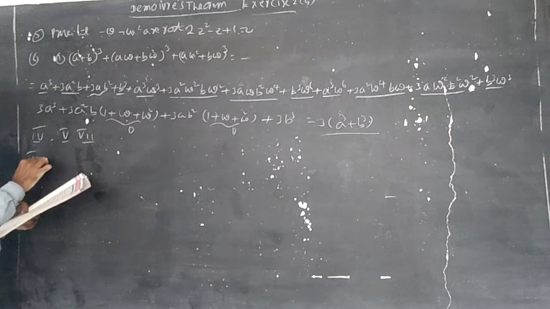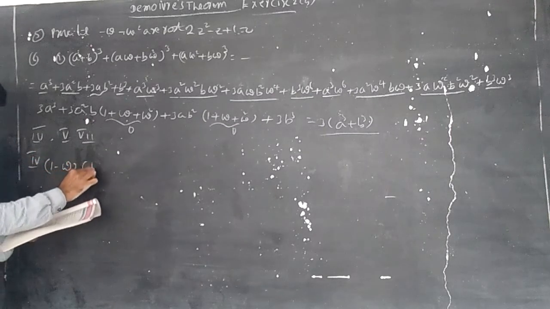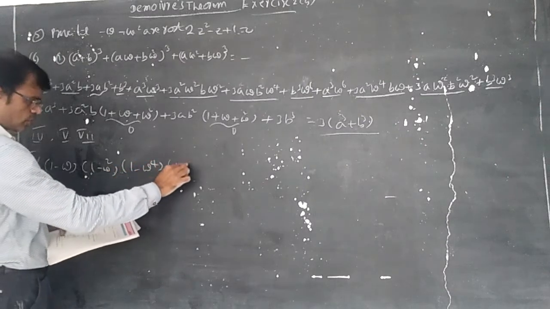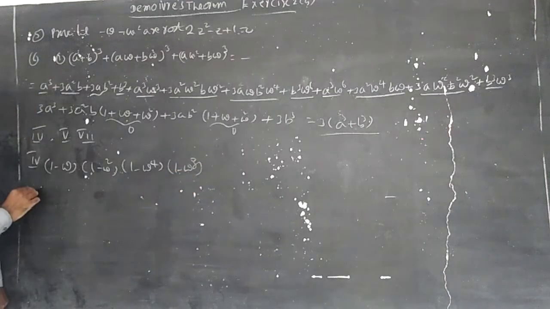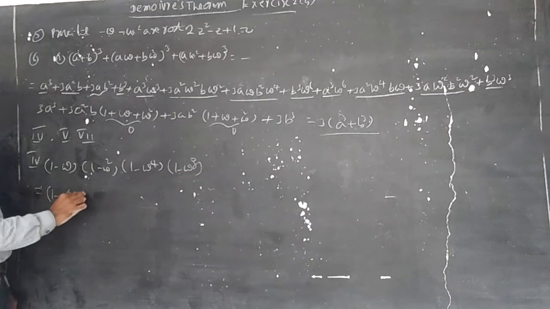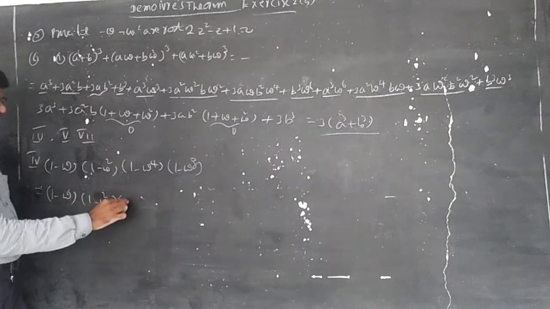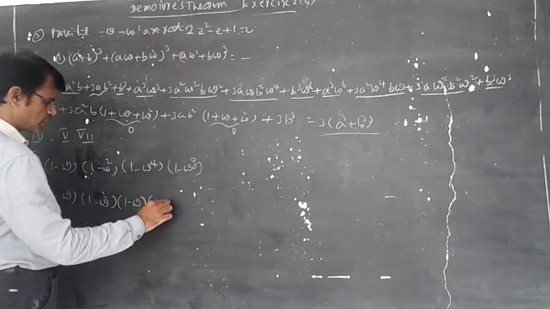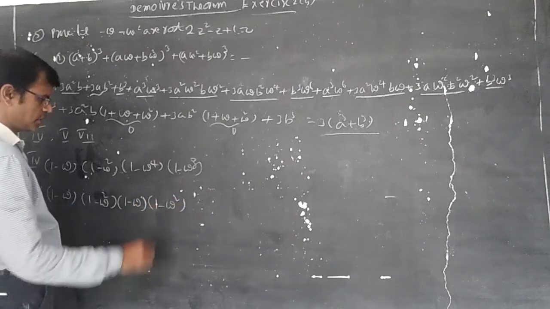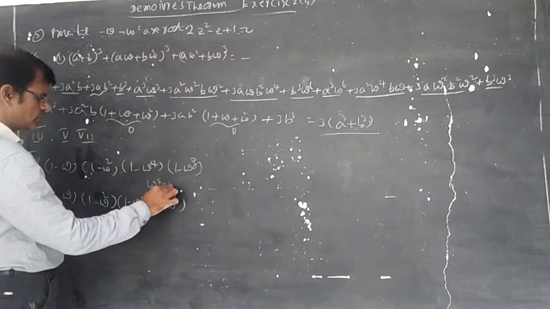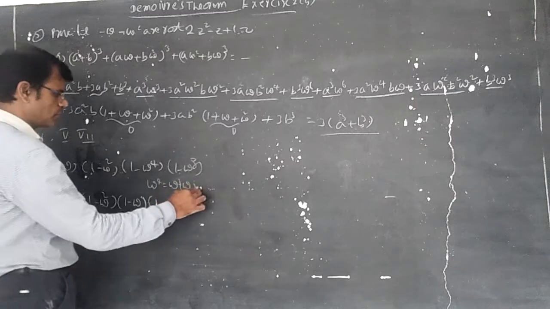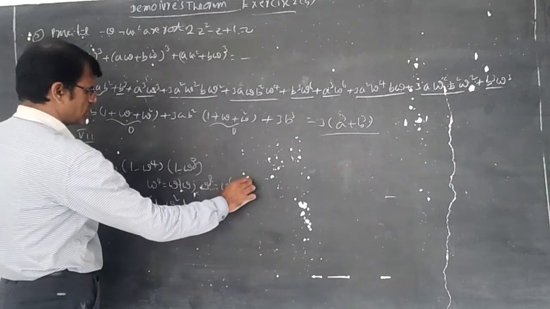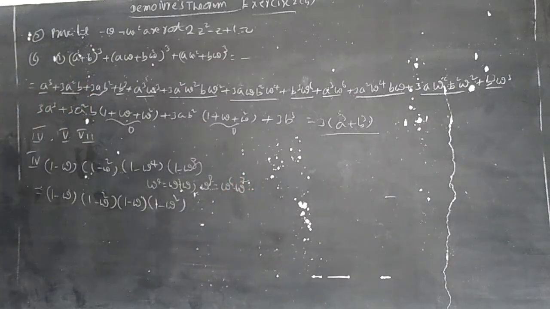Now let us do fourth one, 1 minus omega into 1 minus omega square into 1 minus omega power 4 into 1 minus omega power 8. Of course this is also easy. So this is 1 minus omega into 1 minus omega square into directly write 1 minus omega, because omega power 4 you can understand as omega cube into omega. This is omega power 8. Here I am giving a hint to you that omega power 4 equal to omega cube into omega, and omega power 8 is equal to omega power 6 into omega square. Omega power 6 you can understand as omega cube whole square.